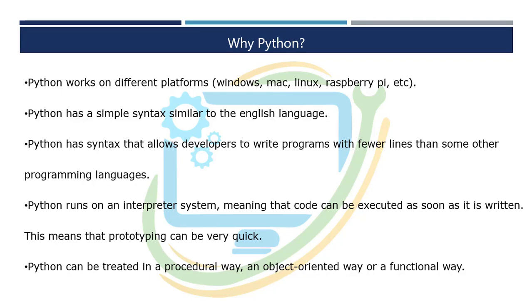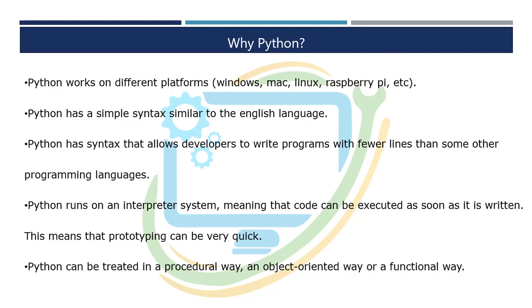Python has a simple syntax similar to the English language. It is a very big advantage of Python that the syntax of Python is similar to the English language. For example, you define a variable, int a, in Java or C++, but in Python you don't need to write the type of the variable like int. You will not write int, you will just write a and assign a value.